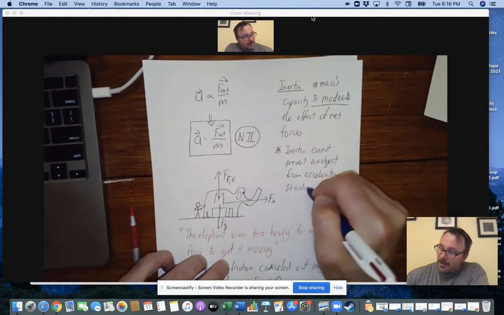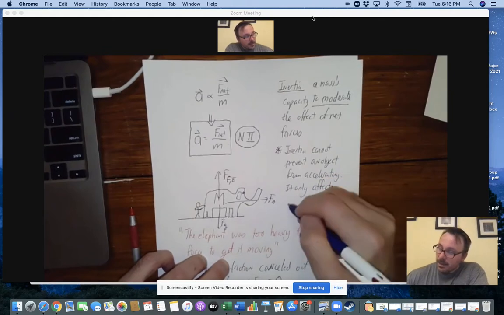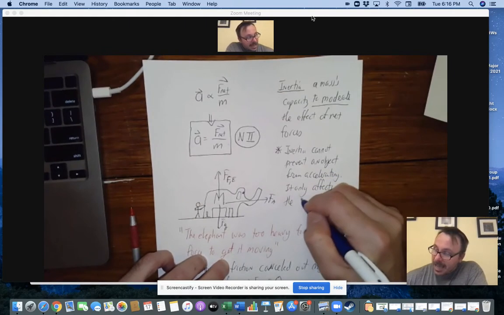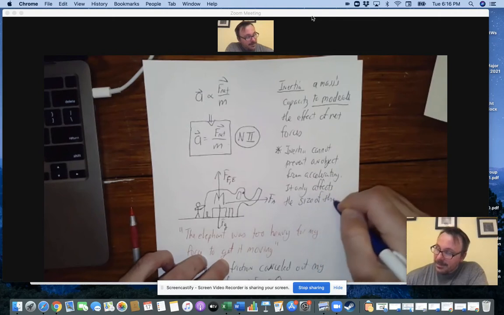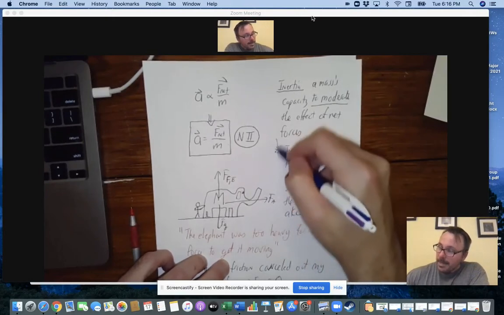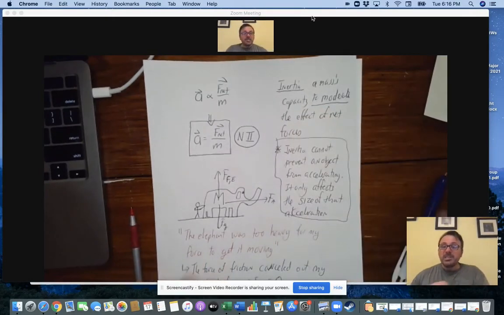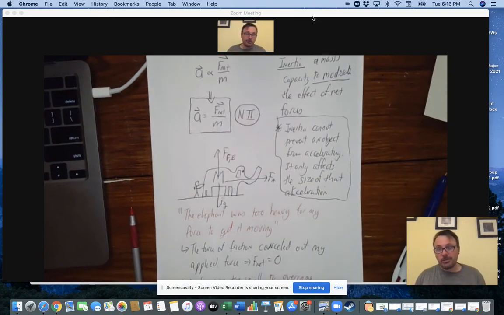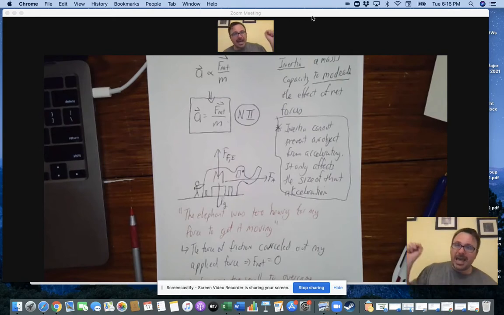It only affects the size of that acceleration. Okay? Meaning, small massed objects, it's very easy to change their motion. Large mass objects, it's very difficult to change their motion. But if there's a net force, the motion of that object must change, has to change. That's what Newton's second law is about.